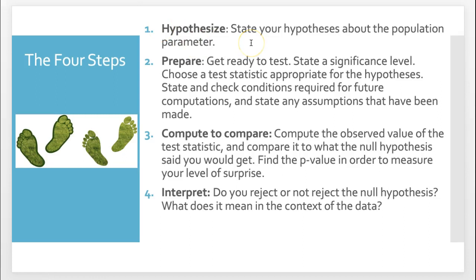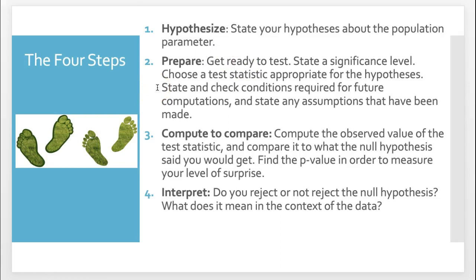So hypothesize, we want to state our hypotheses about the population parameter. Prepare, we want to get ready to test. State your significance level and choose a test statistic appropriate for the hypotheses. Okay, so we want to state and check conditions required for future computations and state any assumptions that have been made. So this is a real important part.